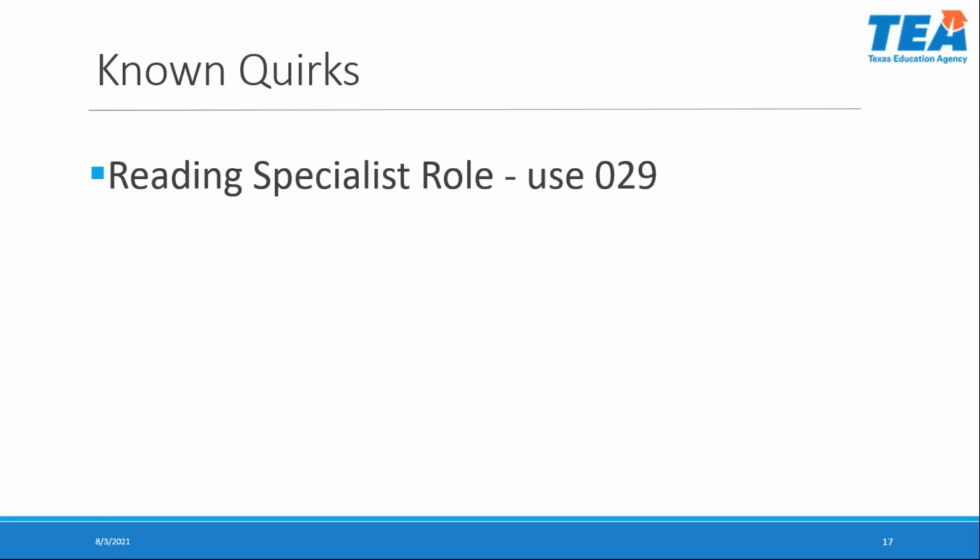There was an old roll code for the reading specialist, but the system does not see it now. Your life will be easier if you just select 029, which the system likes for both the reading specialist and a classroom teacher. This is likely not going to change going forward, so I think going forward, this will no longer be a quirk.